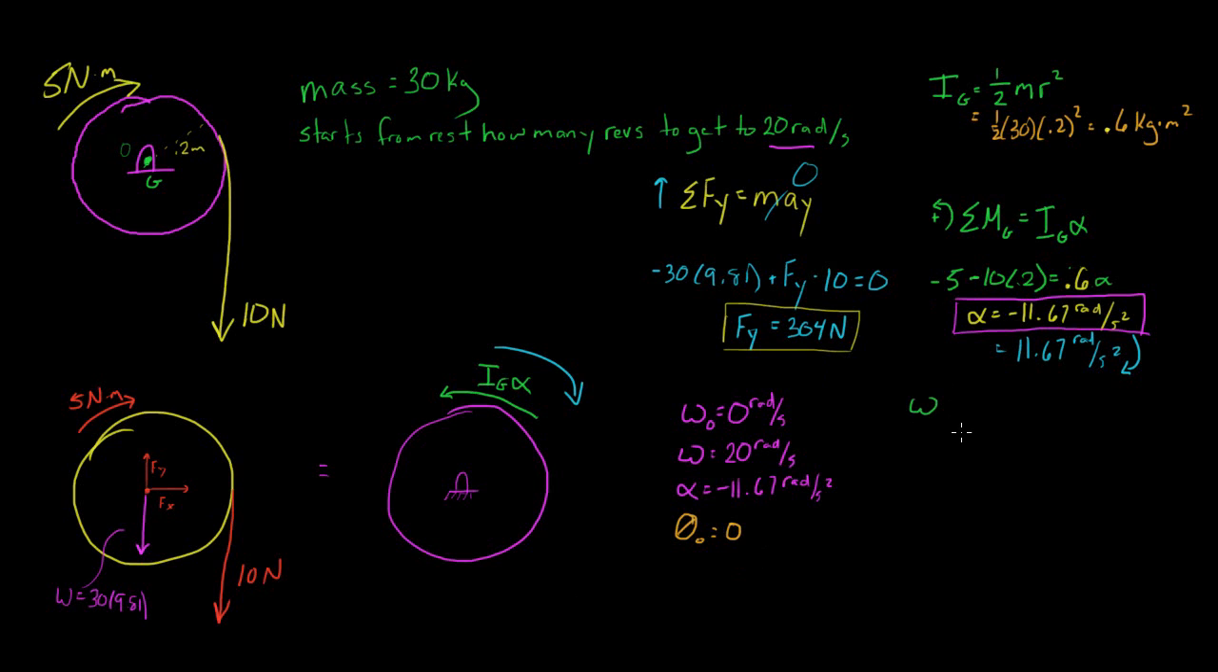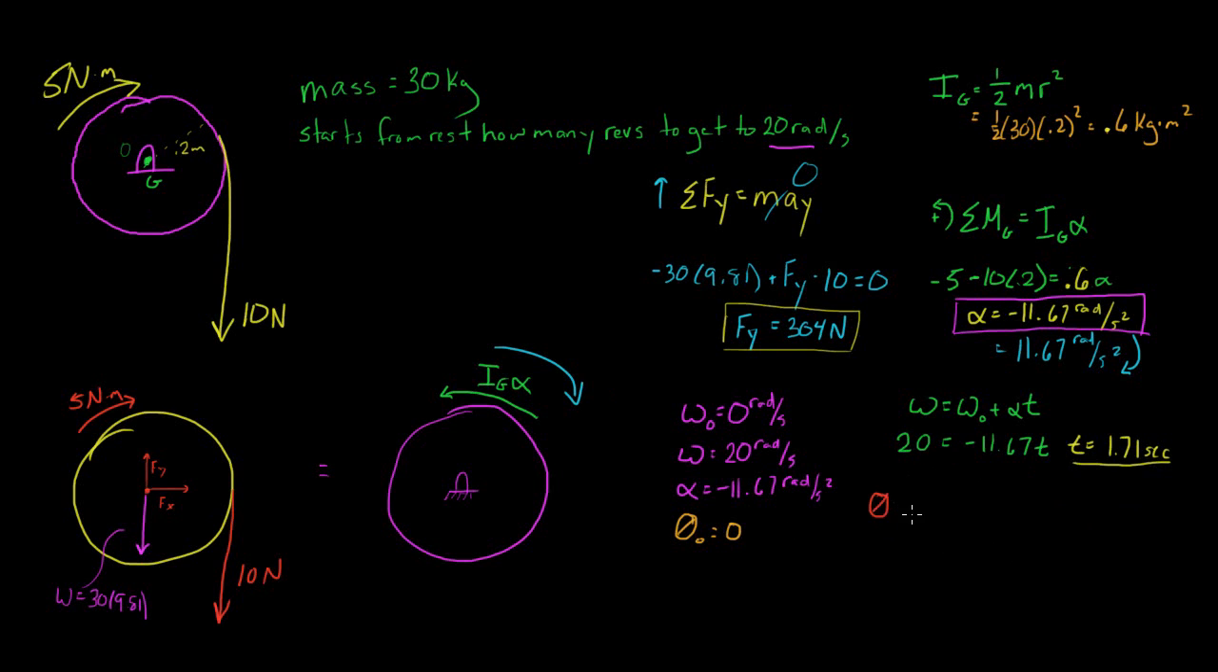We can say our final angular velocity is equal to our initial angular velocity plus our angular acceleration times time. If we plug in 20 here, it's equal to minus 11.67 times t. We can get a time which is equal to 1.71 seconds.